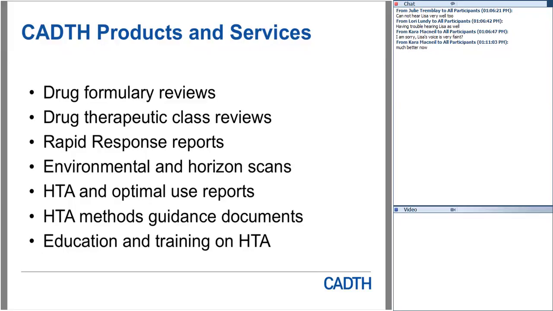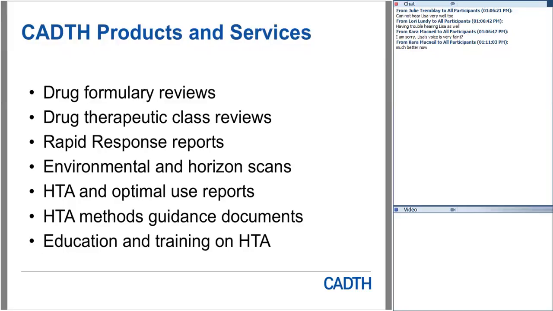The other products that we also provide would be drug therapeutic class reviews. What this is, we look at drugs within a certain class. For example, all the drugs that would be used to treat, say, multiple sclerosis or rheumatoid arthritis or even diabetes. And we would look to see, of the class of drugs, which is the most clinical and cost-effective of all these drugs for consideration.